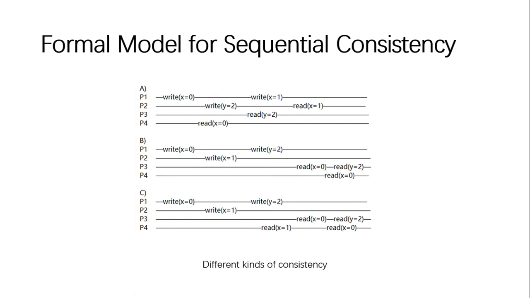And example C, the last one, does not follow sequential consistency, because here P2 writes x equal to 1 and P4 reads x equal to 1. After that, P4 also reads x equal to 0, and P3 also reads x equal to 0. This will never happen in sequential consistency, so this is the wrong one.